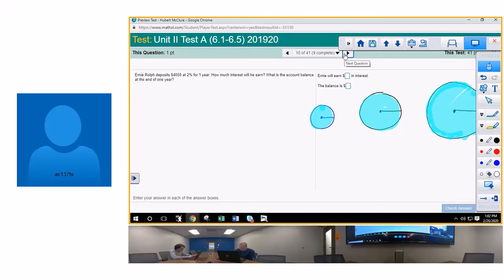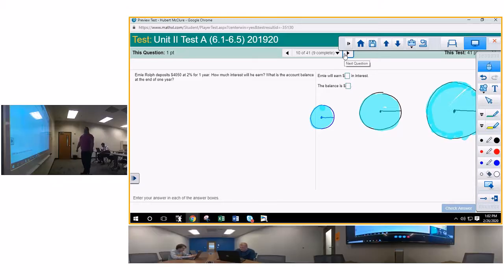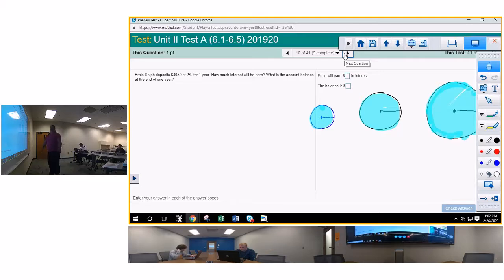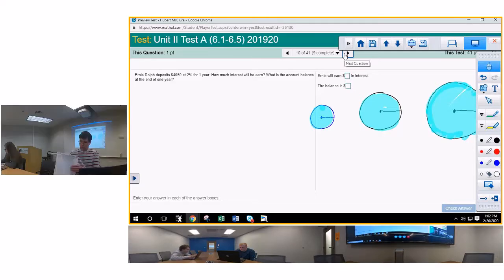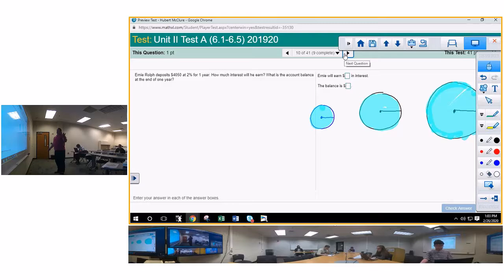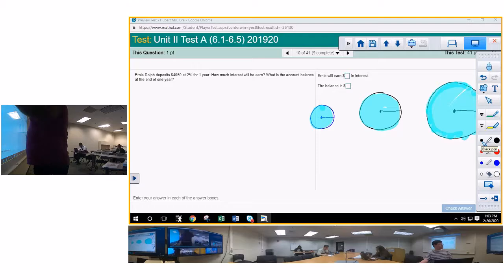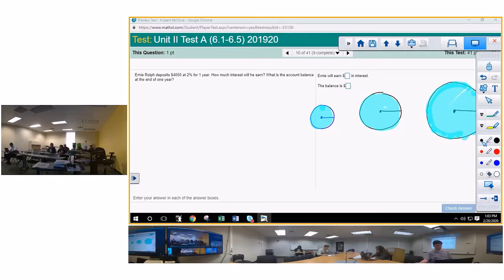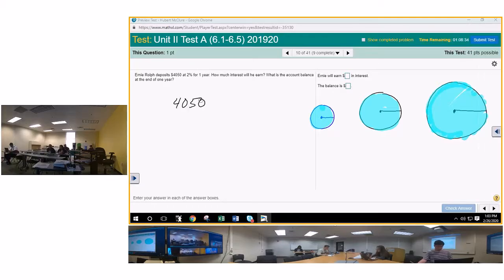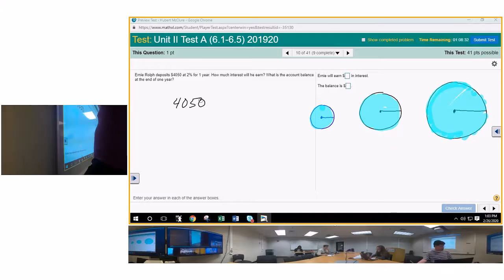Ernie Rolfe, sounds like a Muppet, deposits $4,050 at 2% for 1 year. We haven't went over interest yet, and is this simple interest? I hate when they do this. Okay, yes, so you use the Walmart equation. I think that's what they want. All right. He puts in 4,050, and what is interest? Subtracted or added?